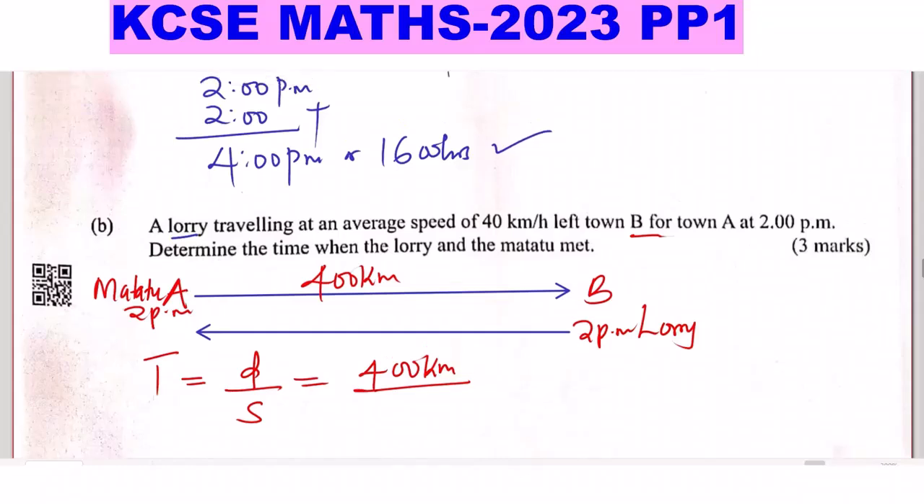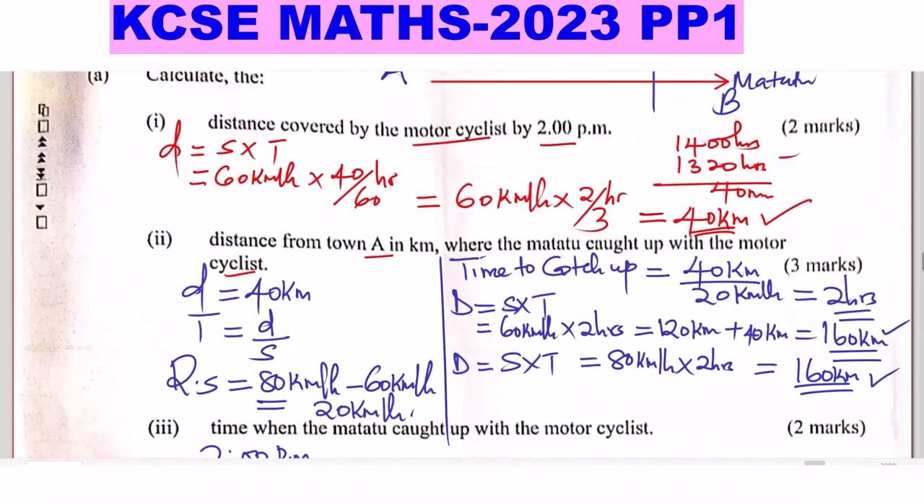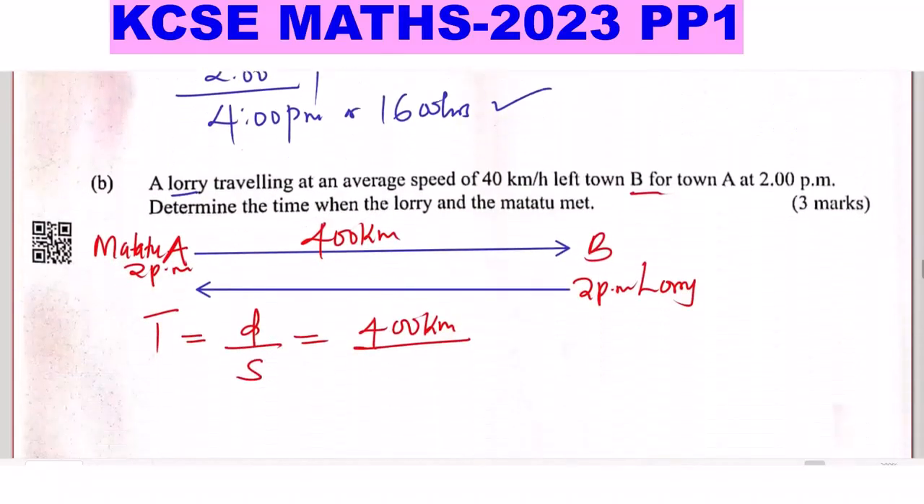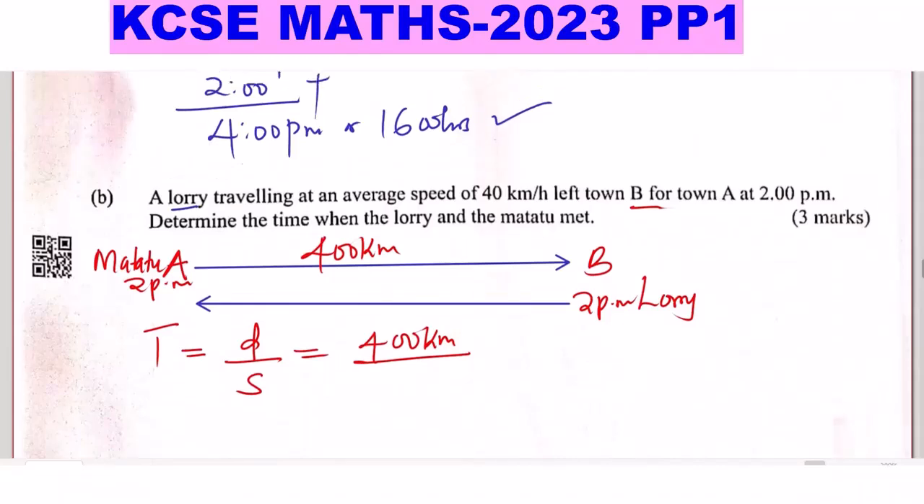This is quite different from part 2, where, when getting the relative speed, we subtracted. Why? Because they were moving in the same direction. When they're moving in the same direction, you subtract the speeds. But if they are moving in the opposite direction or towards each other, you add. So we'll take the speed of the matatu, which is 80 kilometers per hour, plus the speed of the lorry, which is 40 kilometers per hour.